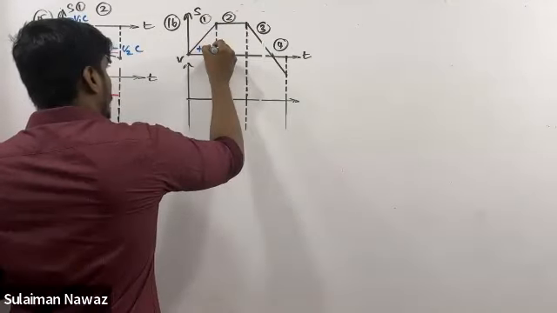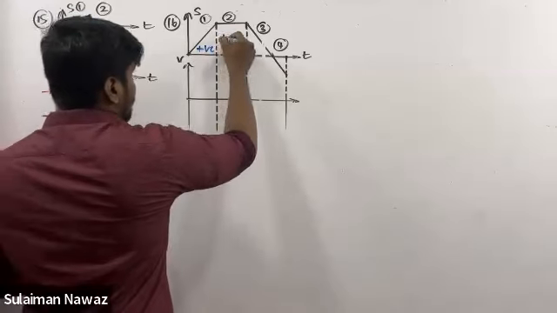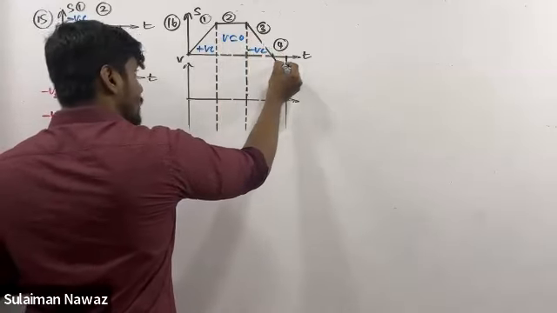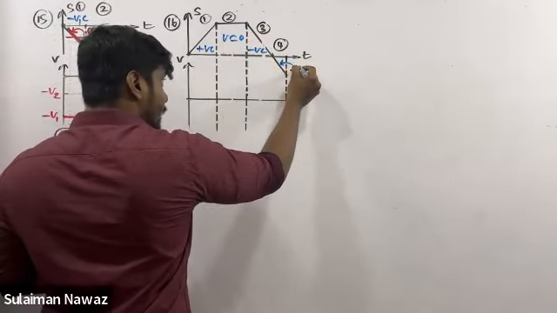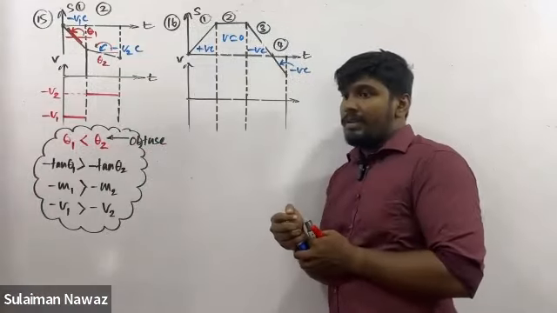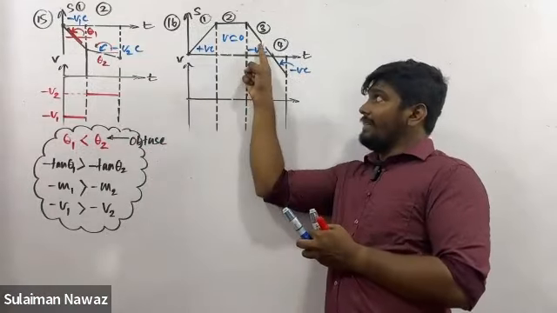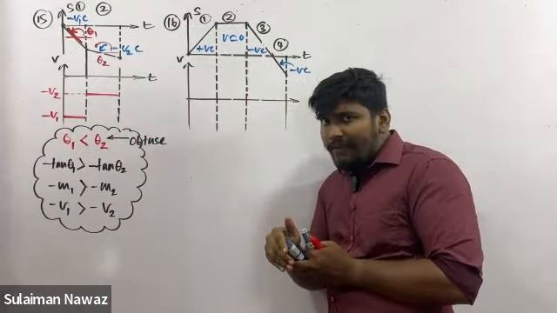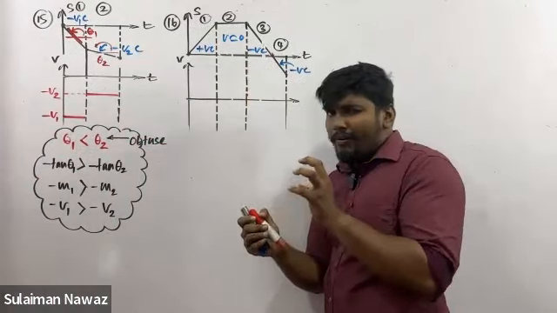Positive velocity constant. Second graph, velocity 0. Third graph, obtuse angle, negative velocity constant. Fourth graph is also obtuse angle, negative velocity constant. But look, I'll ask a question. Just think about third graph and fourth graph. When you consider third graph and fourth graph, what can we say about the obtuse angle?